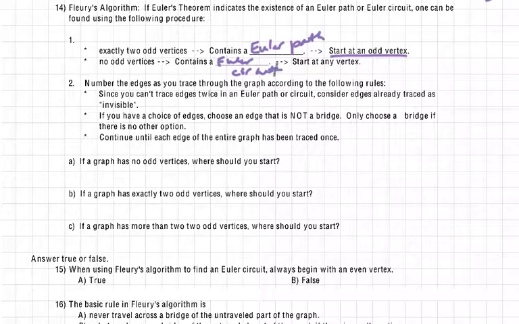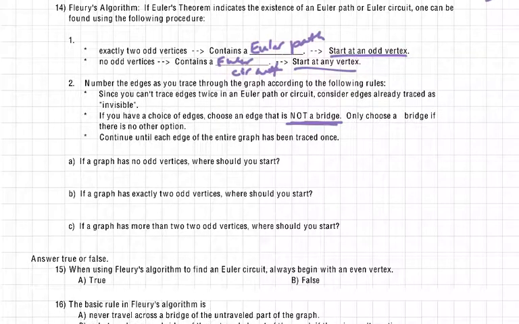You can start at any vertex. Then you're going to number the edges as you trace through the graph according to the following rules. Since you can't trace edges twice in an Euler path or circuit, consider edges already traced as invisible. If you have a choice of edges, choose an edge that is not a bridge. Remember, a bridge is an edge that if you removed it, it would create a disconnected graph. So you want to avoid that and only choose a bridge if there's no other option.